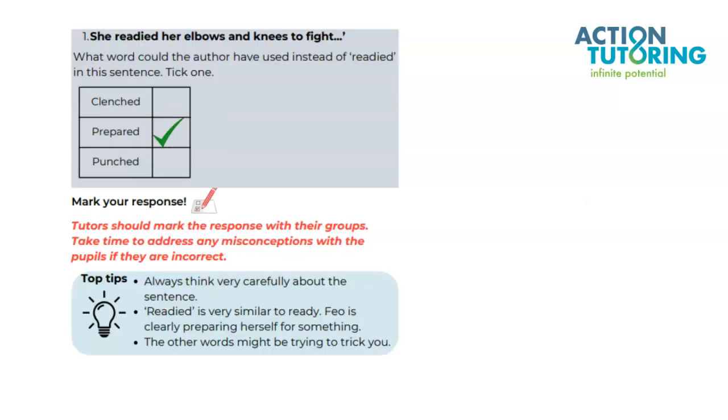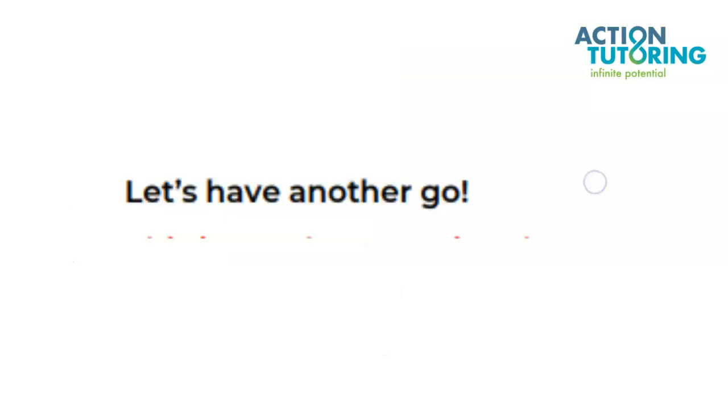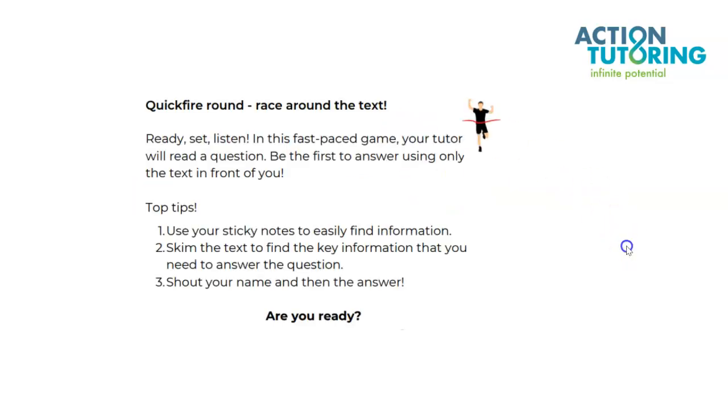Tutors will then mark the pupils' responses with their groups. This is a great opportunity to unpick any misconceptions. Each marking section includes a top tip. This generally encapsulates where the pupils may have gone wrong. Often the pupils make the same mistakes. Then we repeat the whole process again for another skill.